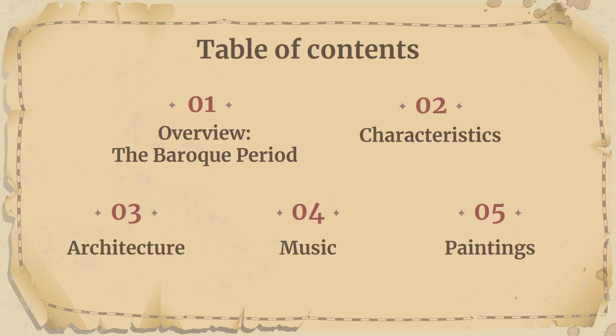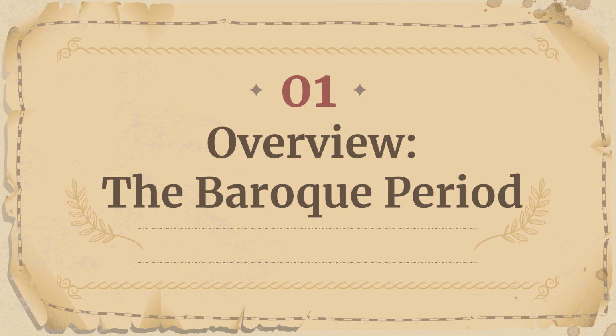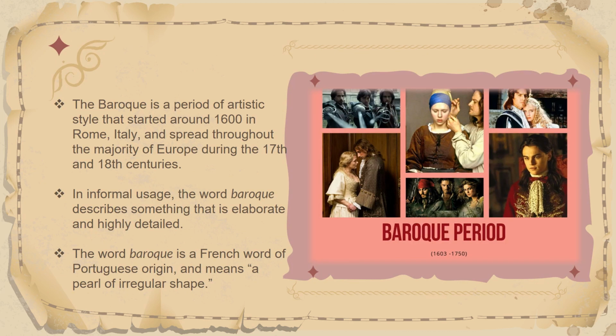First of all, let's look at some overview of the Baroque period. The Baroque is a period of artistic style that started around 1600 in Rome, Italy, and spread throughout the majority of Europe during the 17th and 18th centuries. In informal uses, the word Baroque describes something that is elaborate and highly detailed.